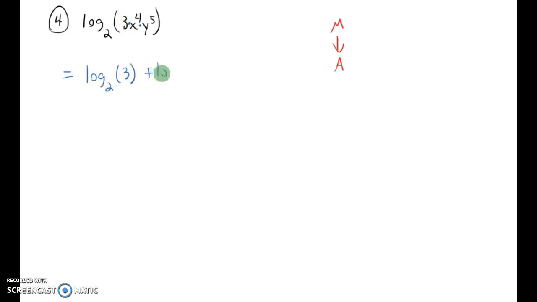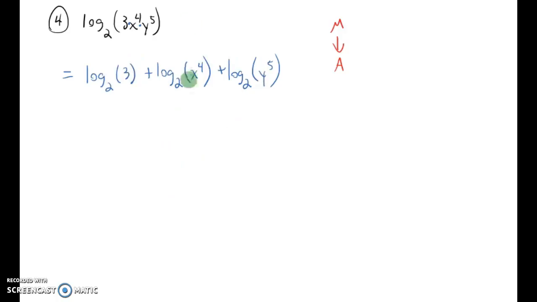Okay, so now let's try a harder one. Log base 2 of 3x to the 4th y to the 5th. What we have inside here is multiplication, and multiplication drops down to become addition when we expand. So I have 2 multiplications, and I'm going to have 2 multiplications become addition. So this will be log base 2 of 3 plus log base 2 of x to the 4th plus log base 2 of y to the 5th. Both multiplications became additions, and it expanded out to be 3 logarithms.